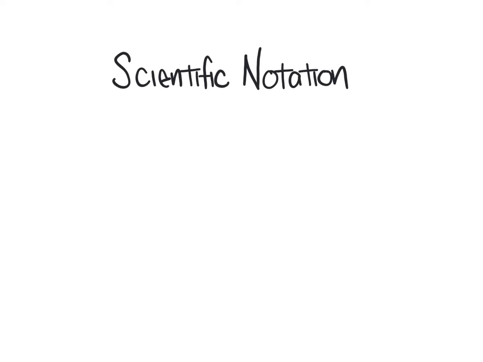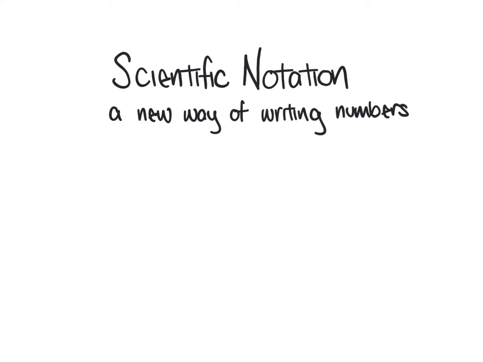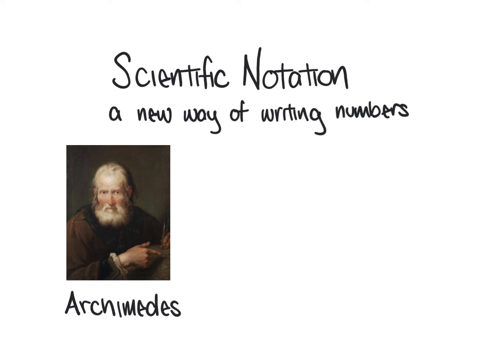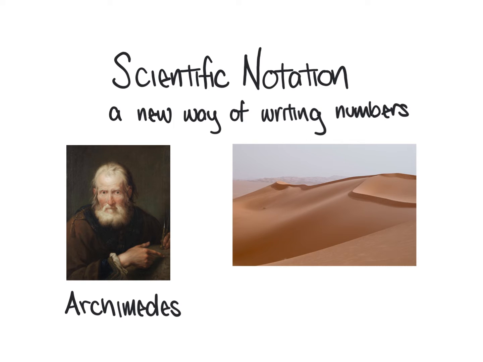To address this problem, we have scientific notation, a different way of writing numbers. The idea behind scientific notation was developed by ancient Greek mathematician Archimedes, who calculated the number of grains of sand in the world was 1 followed by 63 zeros. In scientific notation, we write this as 1 times 10 to the power of 63. This is much easier to write.